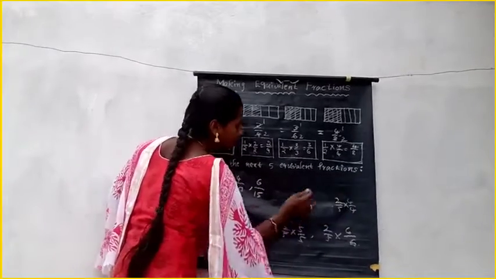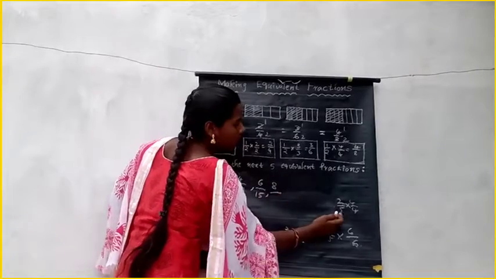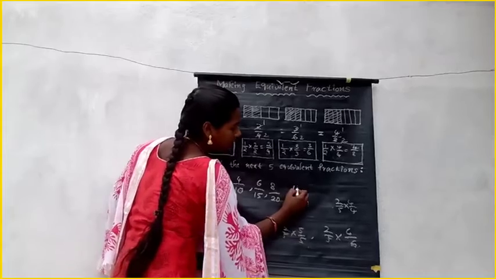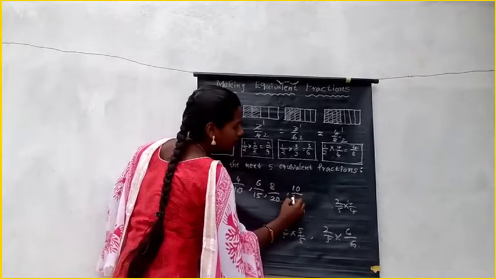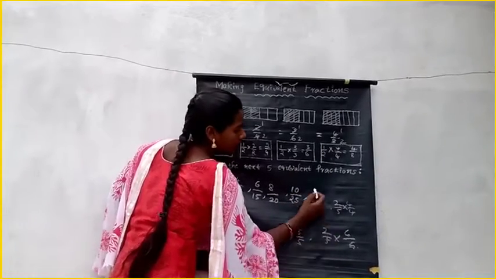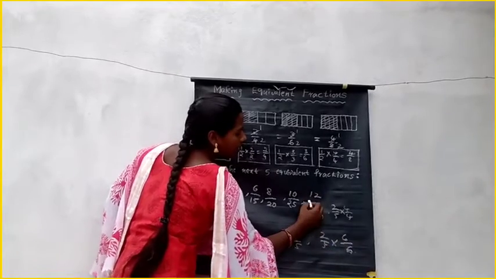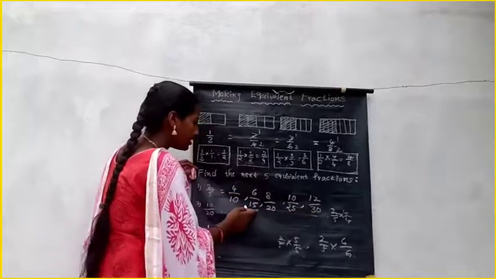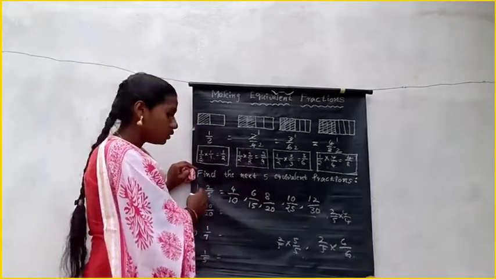Next, 2 4s are 8, 5 4s are 20. 2 5s are 10, 5 5s are 25. 2 6s are 12, 5 6s are 30. These 5 fractions are equivalent fractions of 2 by 5.